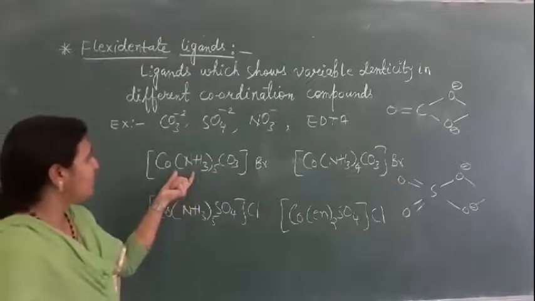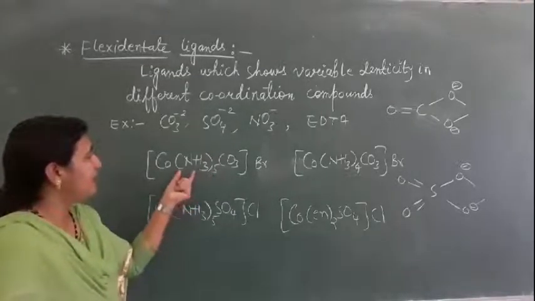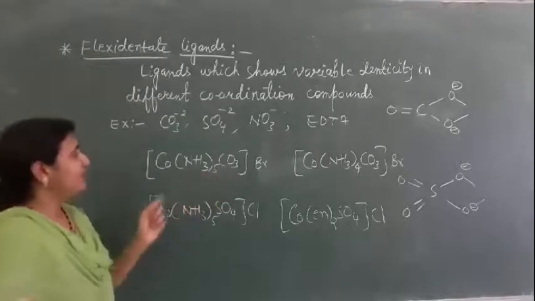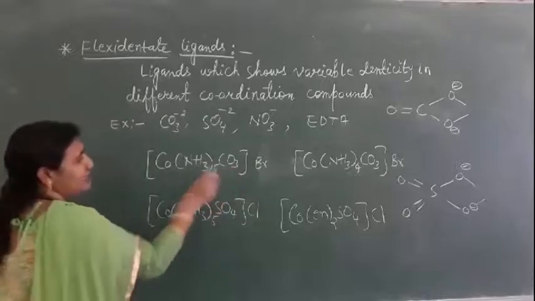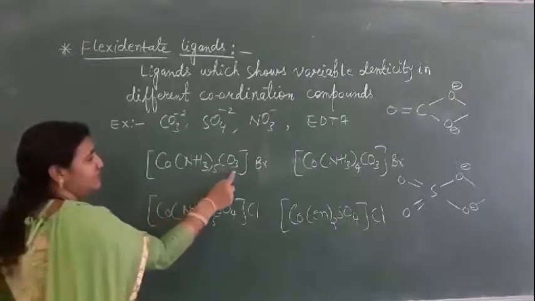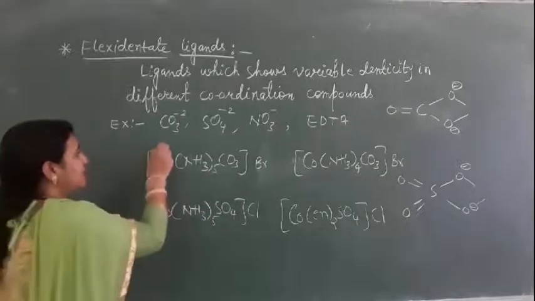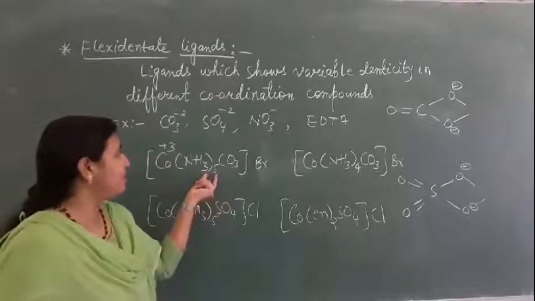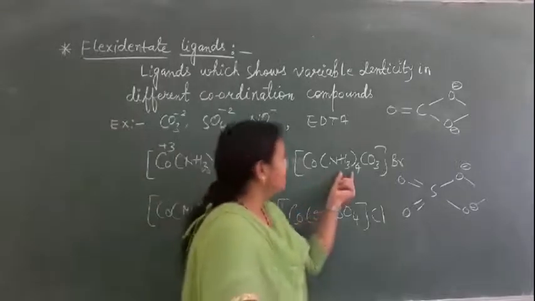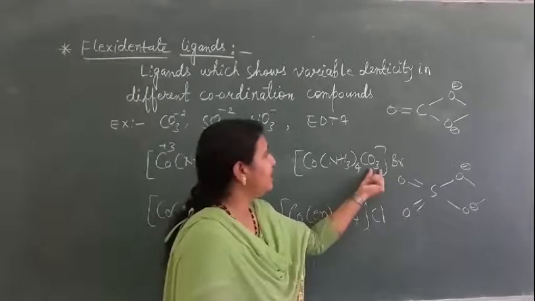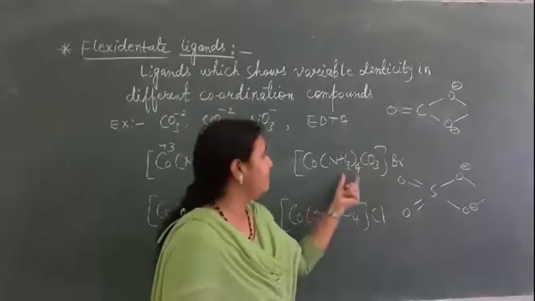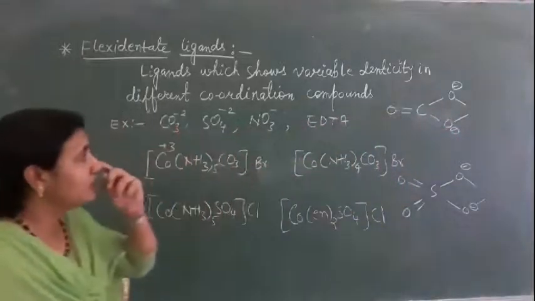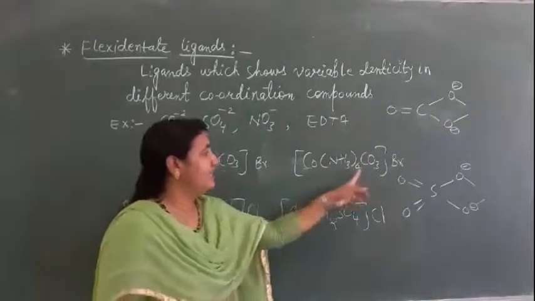In this complex, cobalt pentaammine carbonate, the carbonate ligand will act as monodentate, because there are 5 amines and this is 1, so totally 6 coordination number. This cobalt has a plus 3 charge, and the coordination number is 6. So 5 amines we already have, and this is the 6th one. Similarly, in this cobalt complex, the carbonate will act as a bidentate ligand. With NH3 4 and CO3 2 minus, both the oxygen atoms donate electrons, so it is bidentate in this case.